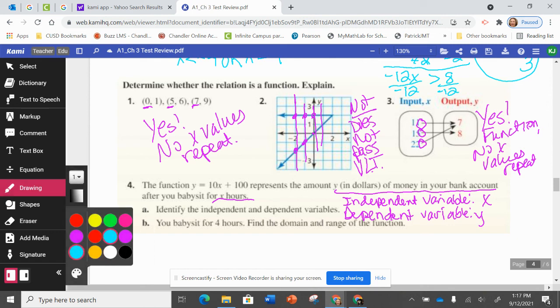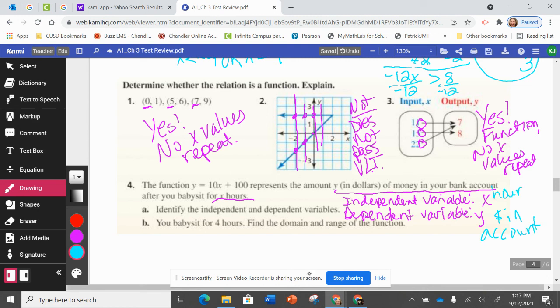And so our dependent variable is money in the account. That makes the hours that you babysit the independent variable, because you can choose how many hours you babysit. And then however much you get in your bank account will depend on how much they pay you for your time.